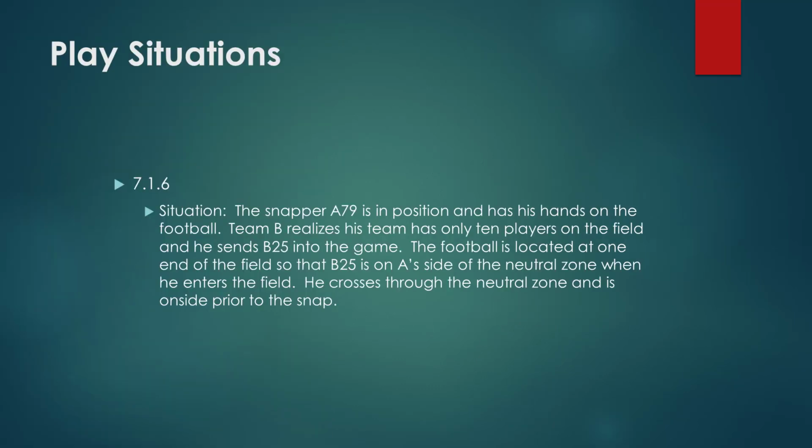Okay, we'll take a look at some play situations from Rule 7 and 8. First one here, 7-1-6. The snapper A79 is in position and has his hands on the football. Team B realizes his team only has 10 players on the field and he sends B25 into the game. The football is located at one end of the field so that B25 is on A side of the neutral zone when he enters the field. He crosses through the neutral zone and is onside prior to the snap.